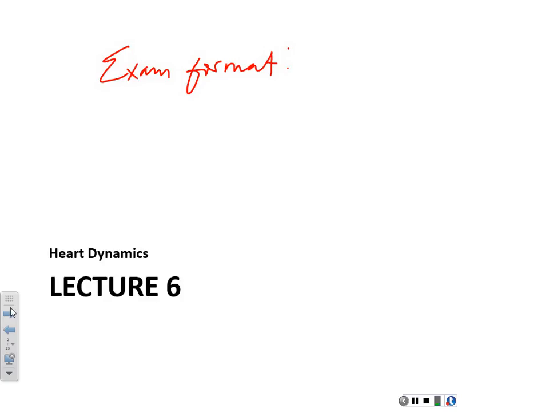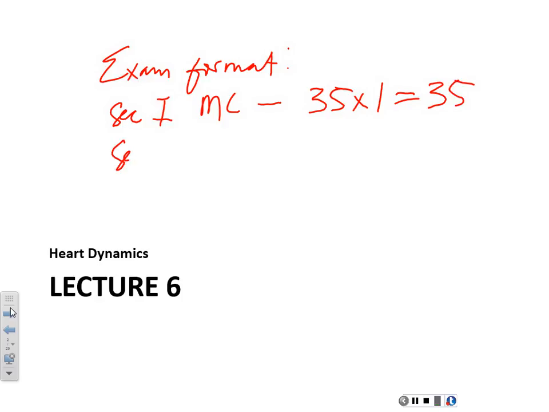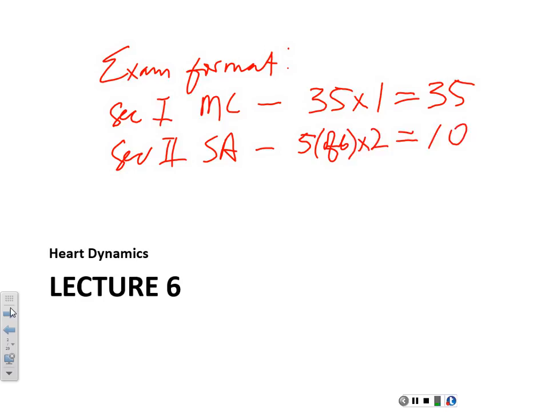exam format. Section 1, multiple choice as usual. This time we've got 3 sections in the exam. So the 4 sections may show up again in midterm 3 and 4, and then the final. So we get, in this case, 35 times 1 equals 35 points. Section 2, our usual short answer section. We will have, you pick 5 of 6 times 2, which is the 10.